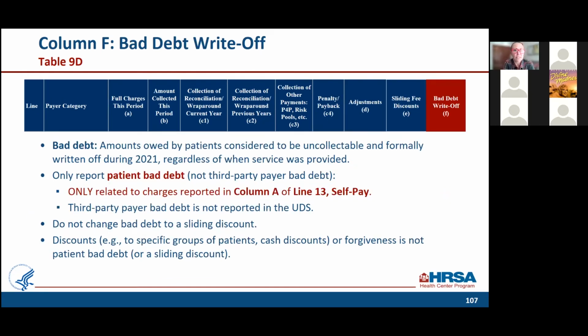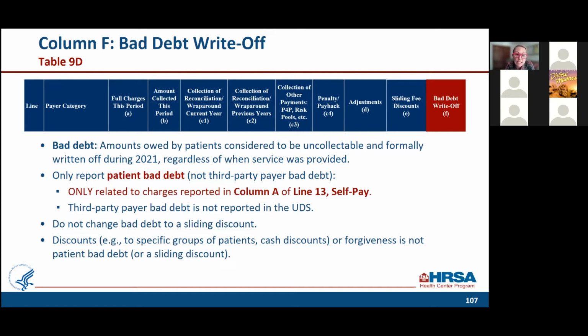Bad debt write-off in column F is only reported on line 13, self-pay. Bad debt is the amount owed by patients considered to be uncollectible and formally written off during the calendar year. Bad debt can include debts from charges from previous years. For example, some health centers will every so often go through their books and write off multiple years of bad debt, which is okay. Just make a note to your reviewer in the table comments on your report.